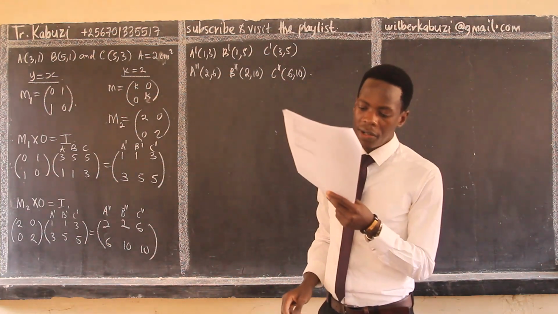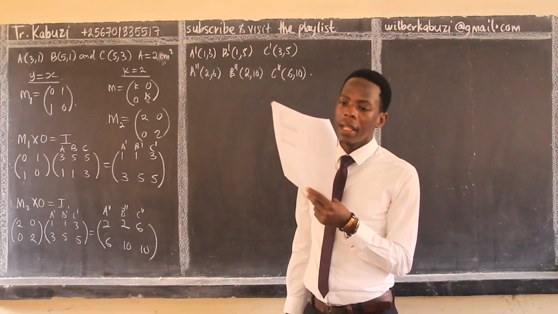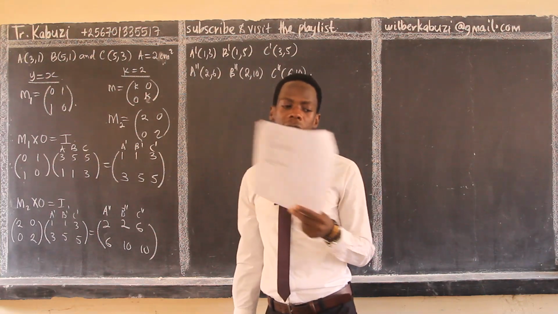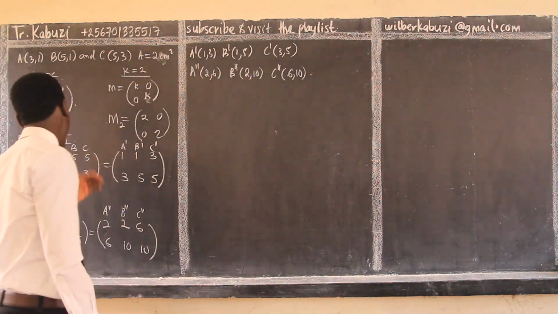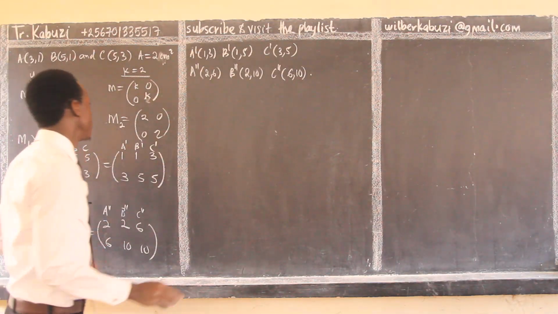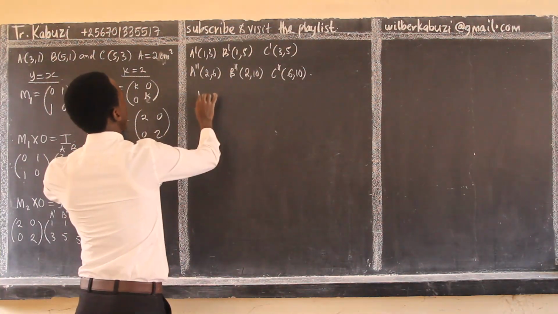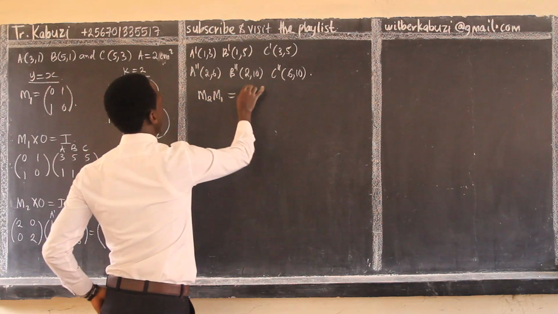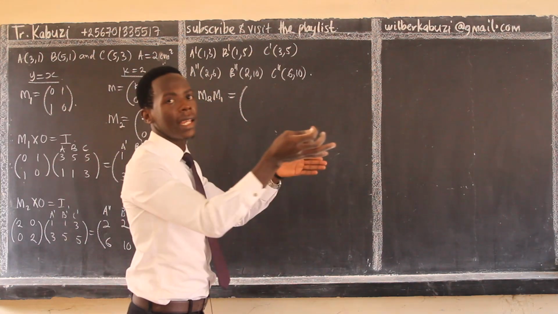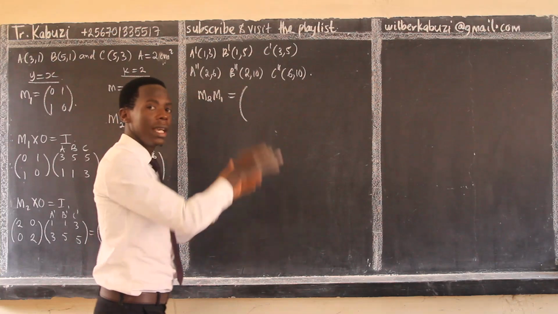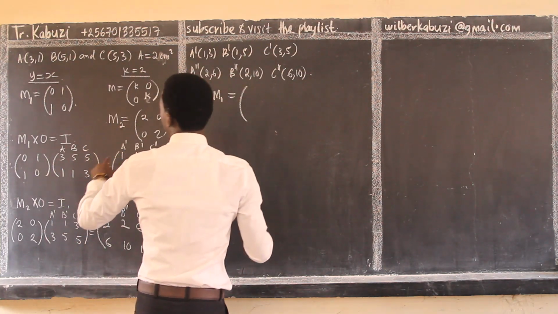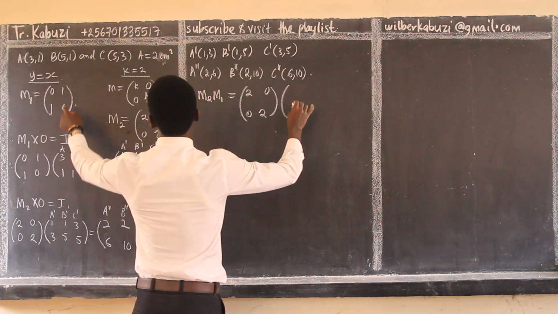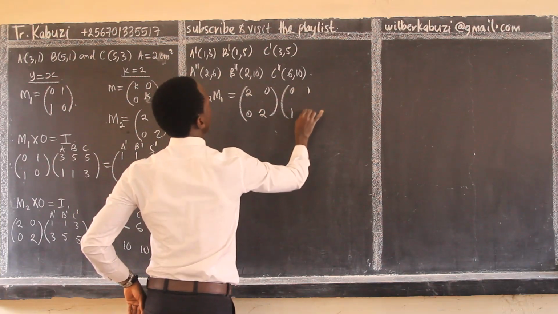After that, they went on to tell us that after this transformation, they want to determine a matrix that will return the final image to its original position. What we do now is get the last matrix of transformation times the first matrix of transformation, so that we get the single one that takes it directly from the original position to the final image. So we get [2, 0; 0, 2] times [0, 1; 1, 0].